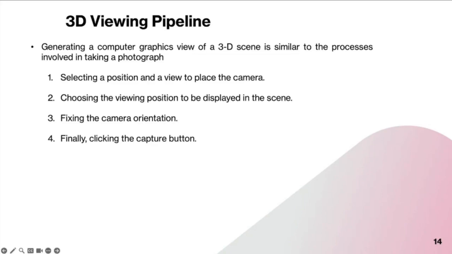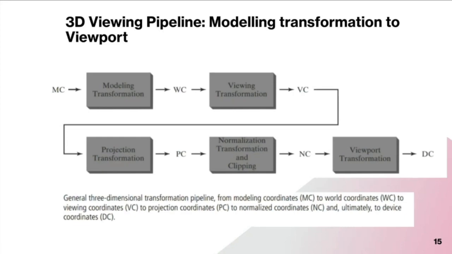So let's talk about the 3D viewing pipeline, from modeling transformation to the viewport. Each and every step we're going to discuss. The first part is the modeling coordinates. We take the modeling coordinates, which are very basic, and we apply the modeling transformation, which converts them into the world coordinates. Then we apply the view transformation, and we get the viewing coordinates from that point of view.